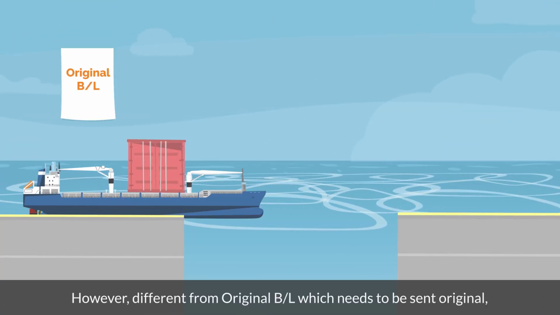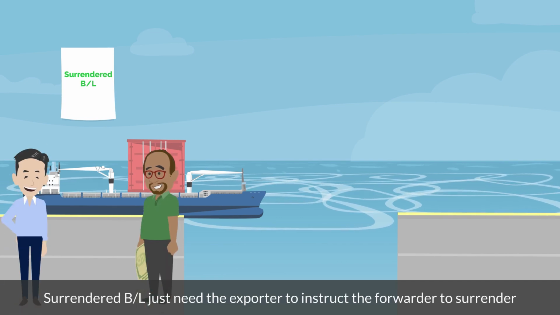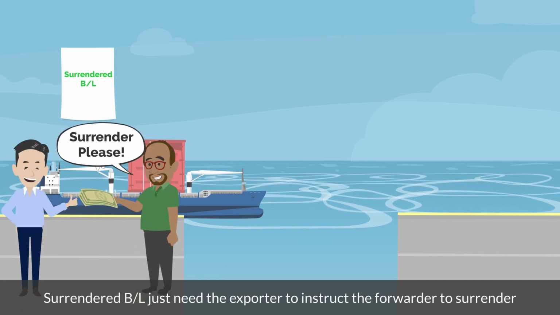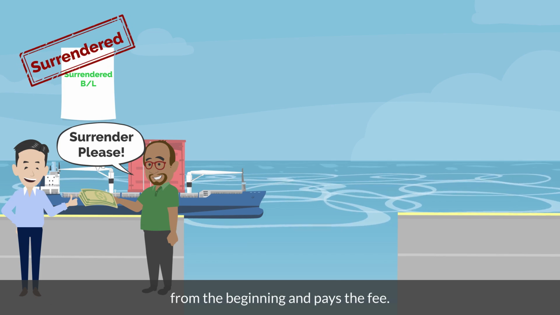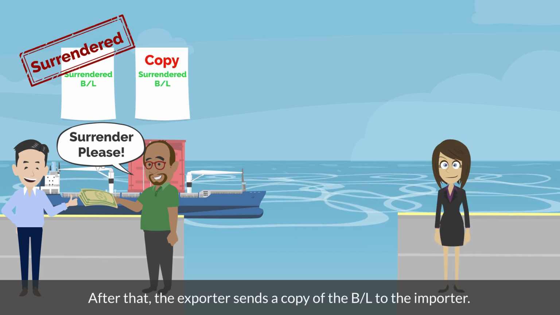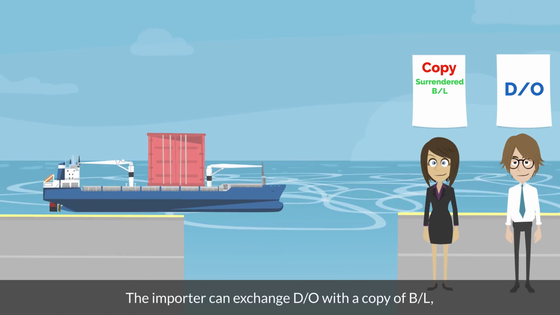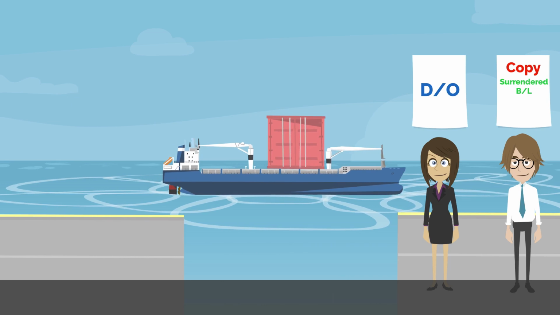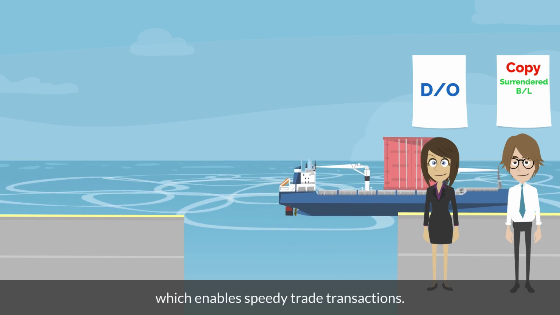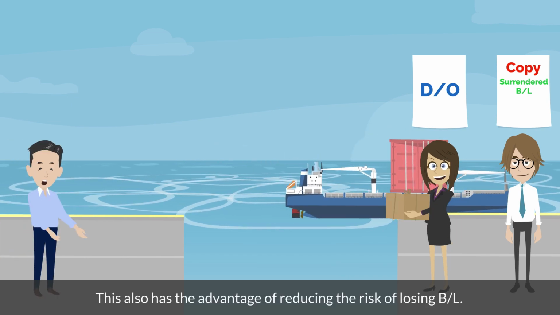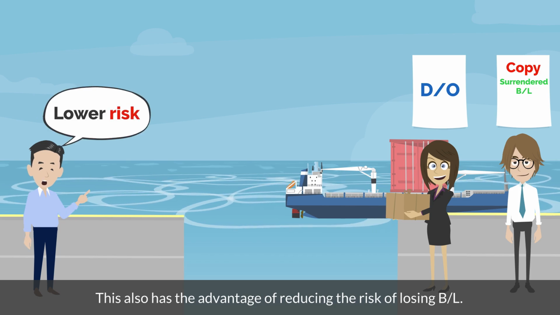However, different from original BL which needs to be sent in original, for surrendered BL the exporter just needs to instruct the forwarder to surrender from the beginning and pay the fee. After that, the exporter sends a copy of the BL to the importer. The importer can exchange DO with a copy of BL, which enables speedy trade transactions. This also has the advantage of reducing the risk of losing BL.